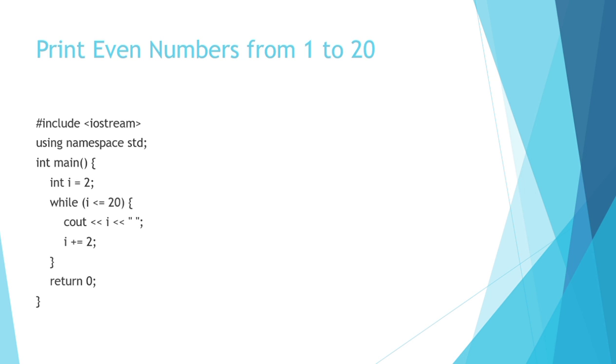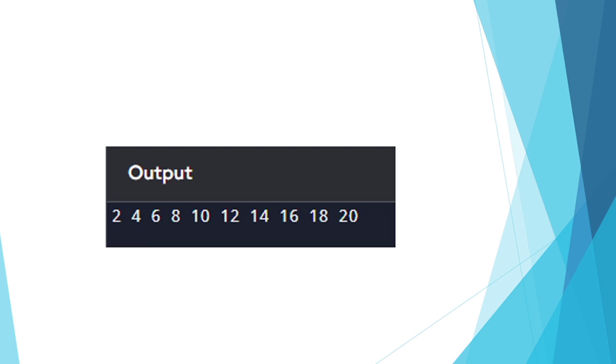Initially, i is 2, after the first iteration i becomes 4. In the second iteration, it prints 4, and i becomes 6, and so on. This continues until i becomes 22, at which point the condition i is less than or equal to 20 fails, and the loop stops. After successful execution, the output will look like this.